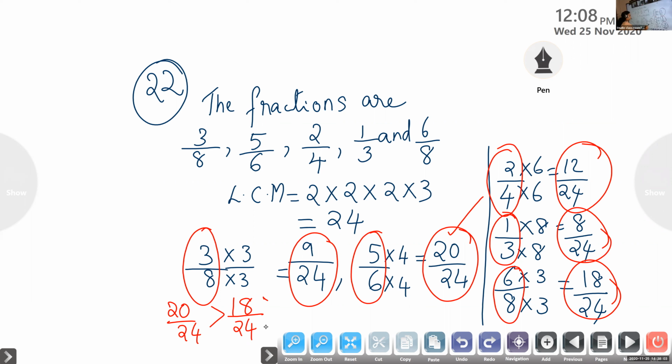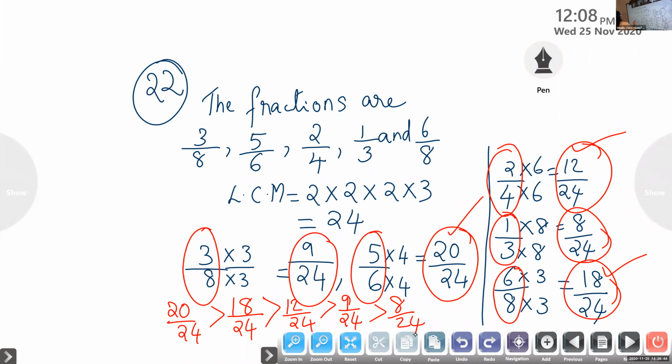After 18 by 24, check which is the next one. 12 by 24. So we have written 12 by 24 also. Now we have 8 by 24 and 9 by 24. Which is big? 9 by 24. Then 8 by 24. Okay, now we can write the fractions equivalent to that. What is 20 by 24? 5 by 6. Children, understood?